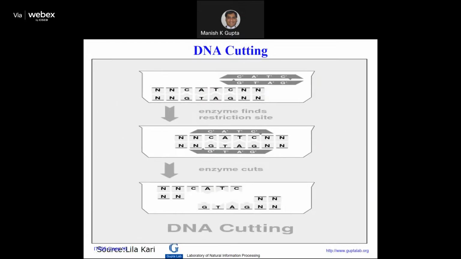Cutting. So you can cut DNA at a specific position. As I mentioned earlier, it's known as a restriction enzyme. A restriction enzyme is a specific kind of protein which can cut the DNA at a specific location. It acts as scissors.